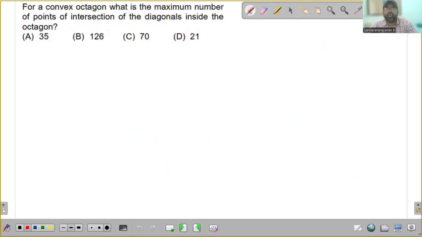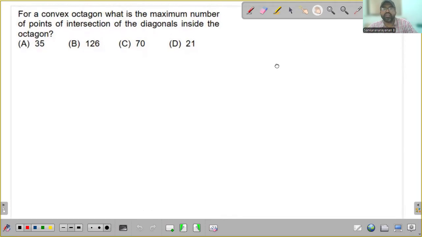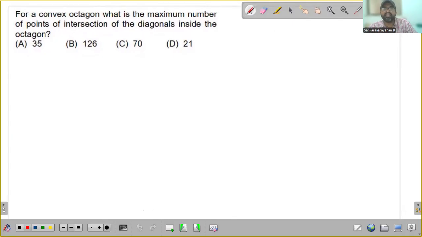For a convex octagon, what is the maximum number of points of intersection of the diagonals inside the octagon? For answering this question, you should know a small shortcut formula. For a convex polygon, it's important. Write it down.